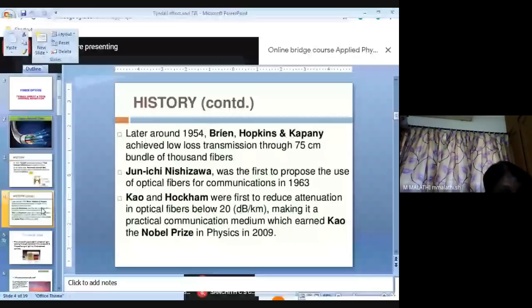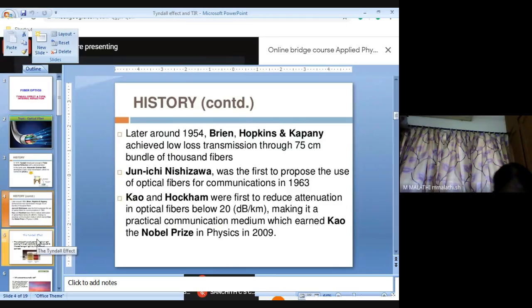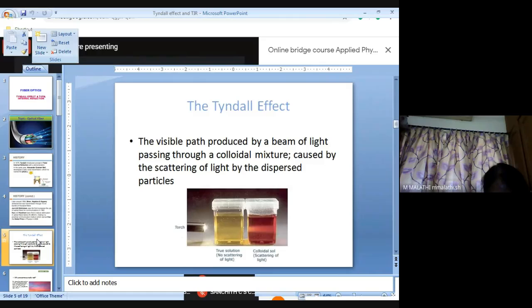That I will tell you after that. These are all the history of how the optical fiber was constructed, who constructed the first optical fiber. All these people were working in the Corning Glass Works company, and I will tell you all these things later. Now, okay, we will go back again.